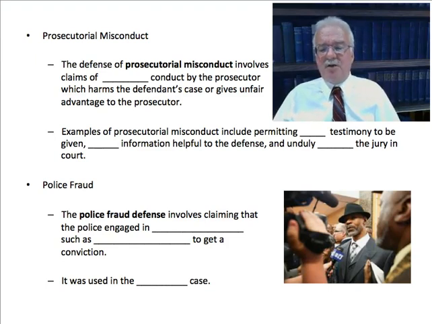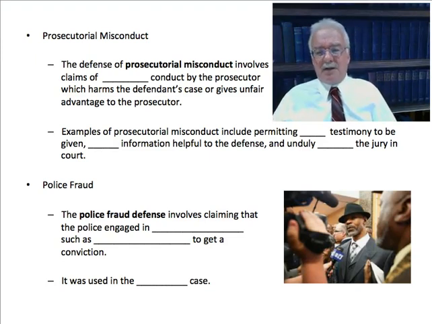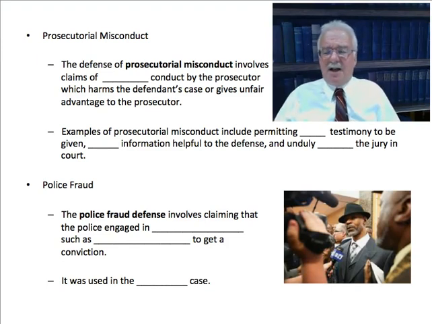And finally, unduly prejudicing the jury in court. If you were trying somebody and they had previously been convicted of child molestation, but that wasn't relevant to the current case, then that's not admissible. The jury can't find that out. If a prosecutor purposely let that slip during some questioning or during some summation, that would also be grounds for an acquittal based on prosecutorial misconduct.